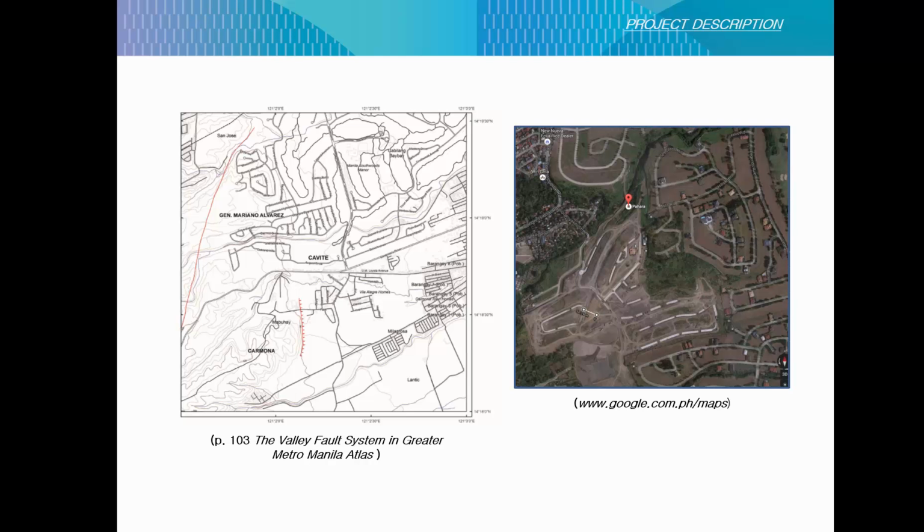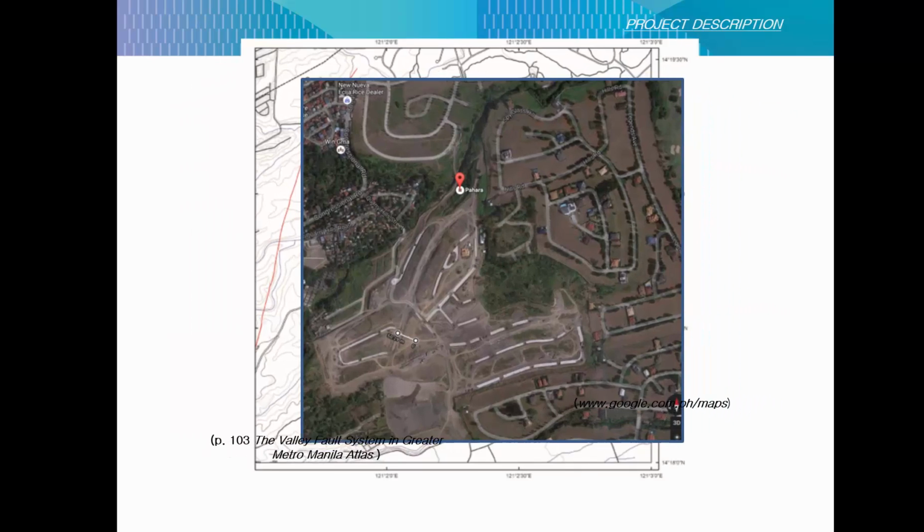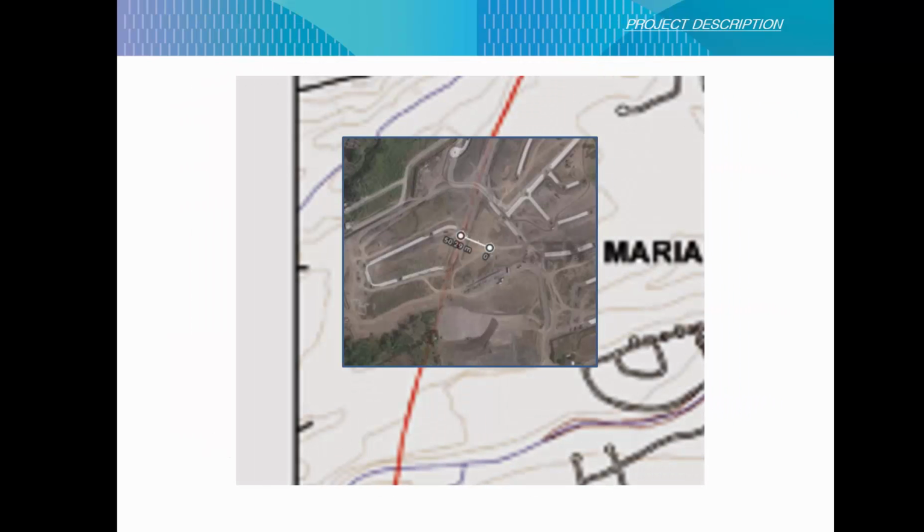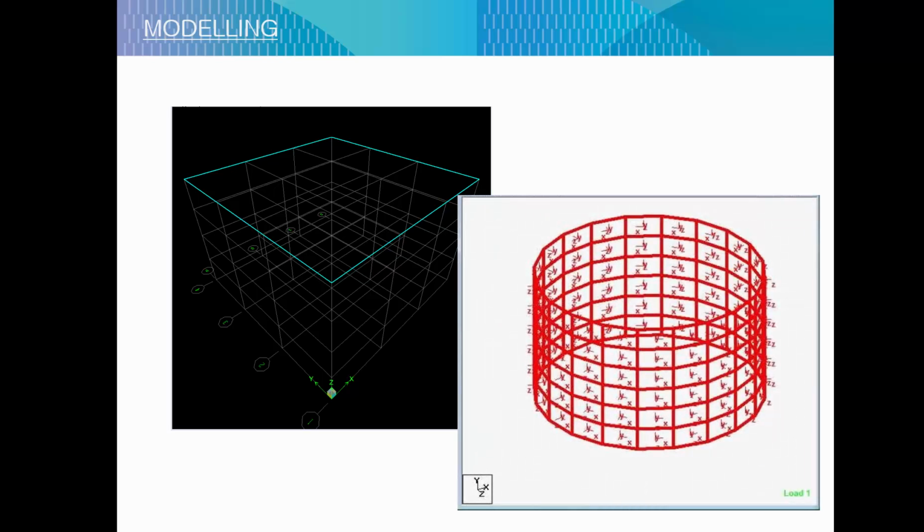If we superimpose the two, we can see that the location of the water tank is very close. It is 50 meters away from the fault line. Now that we have a brief knowledge on the project, we will now go to modeling.